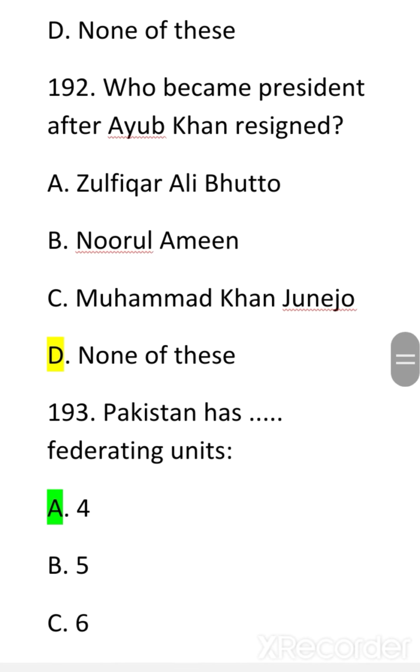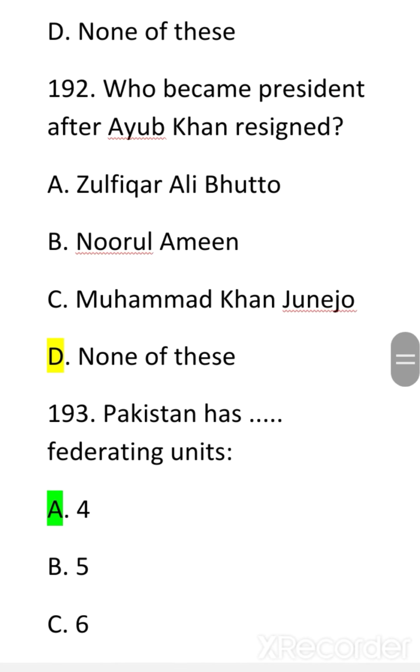Question number 192. Who became president after Ayub Khan resigned? Option A, Zulfikar Ali Bhutto. B, Nurul Amin. C, Muhammad Khan Junejo. D, none of these. Correct option is D, none of these. The answer of this question is Yahya Khan. Yahya Khan served as the third president of Pakistan from 25th March 1969 to 28th December 1971.